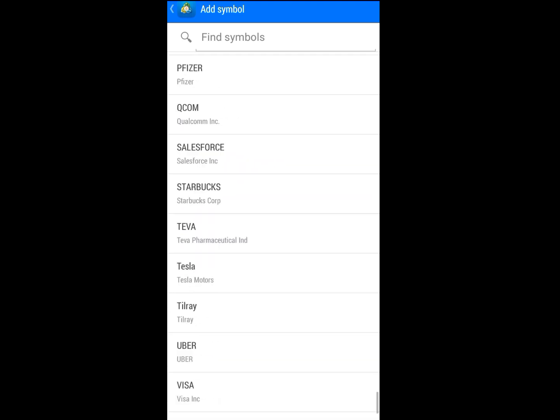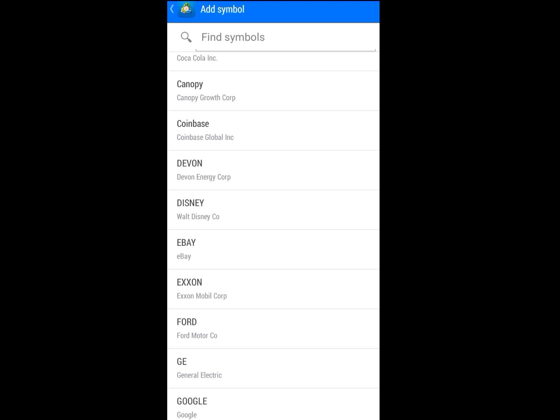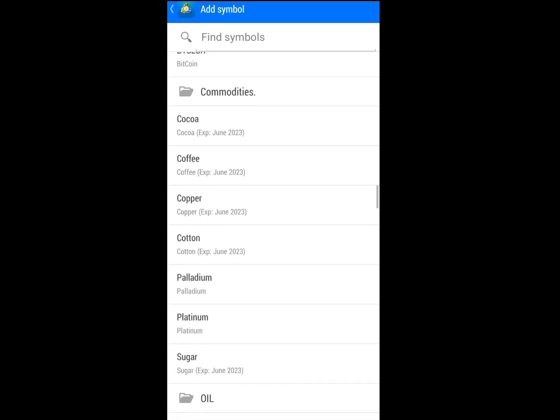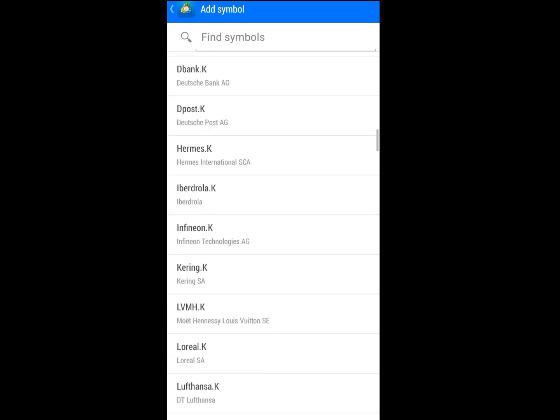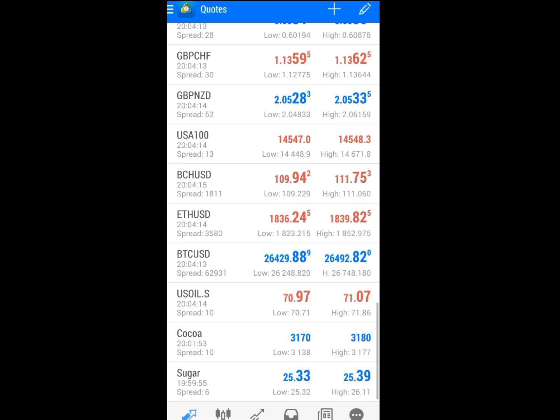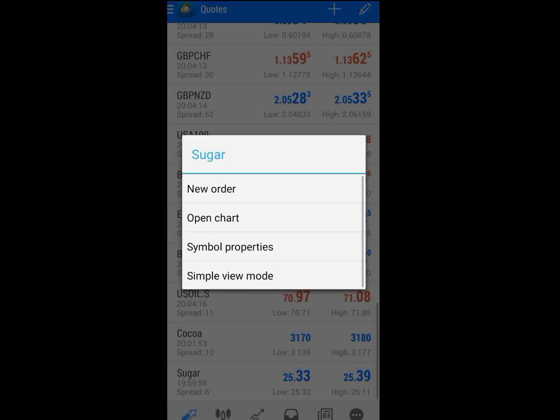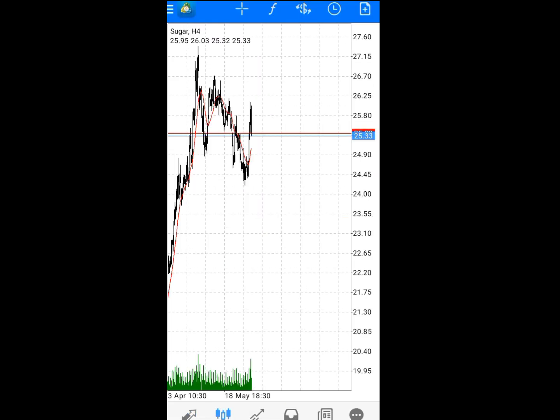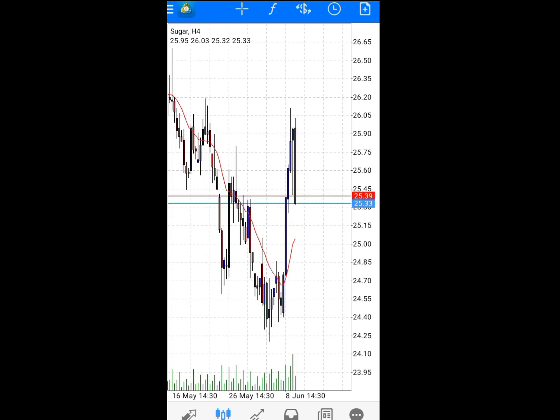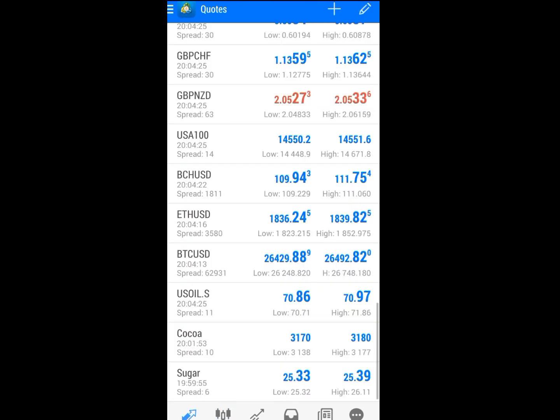So whenever you want to pick any one, just tap on it like I've explained. This is cocoa now. I'm tapping on cocoa, sugar. Then you just go back and scroll down, and you're going to see sugar there. I'm opening the chart now. So this is your chart. You can analyze and maybe take your trade if you see anything worth trading.